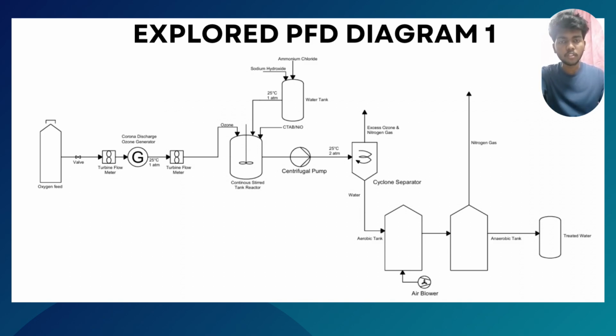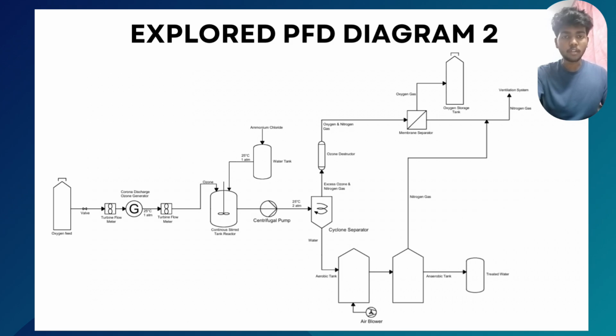Thus, before being released into the environment, the ozone gas has to undergo a treatment plan where it should pass through an ozone destructor, so the excess ozone gas can be transformed into oxygen, and then the oxygen can be vented out or stored. And since this PFD diagram did not include any treatment plan for excess ozone gas, this explored PFD diagram was rejected and wasn't finalized.